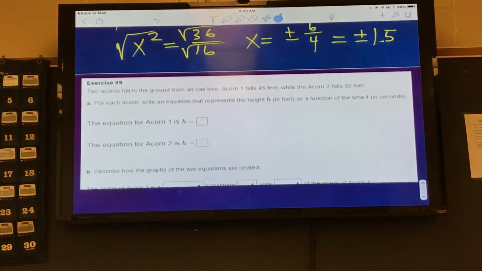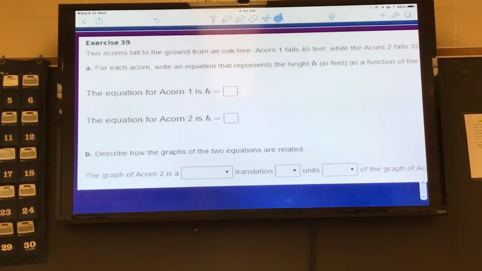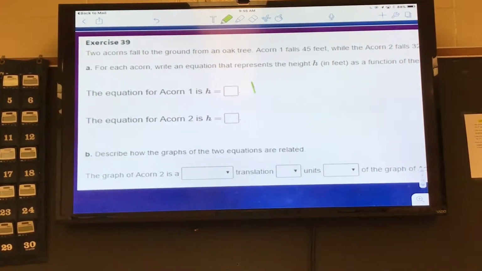Let's go on to the next problem. This was number 39. Two acorns fall to the ground from an oak tree. Acorn 1 falls 45 feet, while acorn 2 falls 32 feet. For each acorn, write an equation that represents the height in feet as a function of the time in seconds. And so this is that equation that I told you better take home, because you probably weren't going to memorize it right away. And so h equals, for the first one, negative 16t squared plus the height that fell from, 45. Acorn 2, h equals negative 16t squared plus the height it fell from, which was 32.